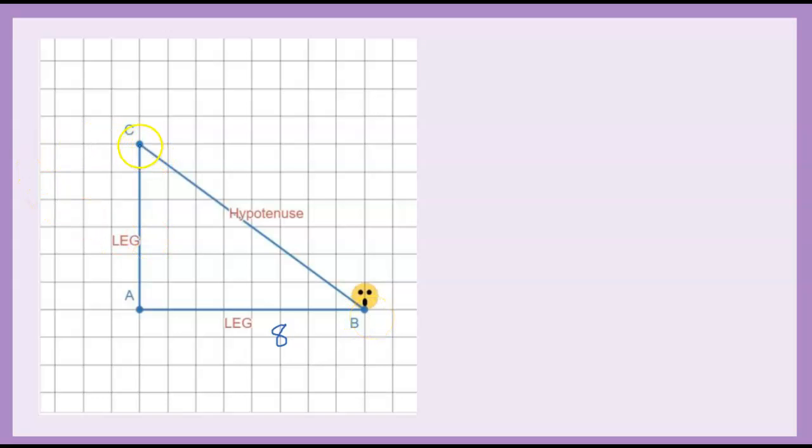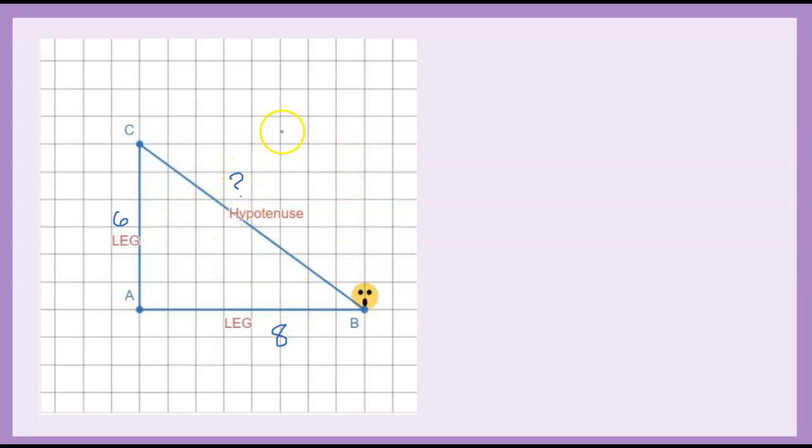Now, how about when we went vertically between A and C? How did we find that number? Well, again, same thing. When we are going horizontal or vertical, we can just count them. 1, 2, 3, 4, 5, 6. So this side length is 6. This side length is 8. And now we're wondering, what is the length of this one?